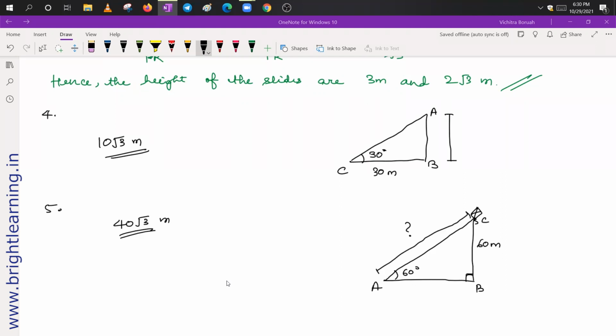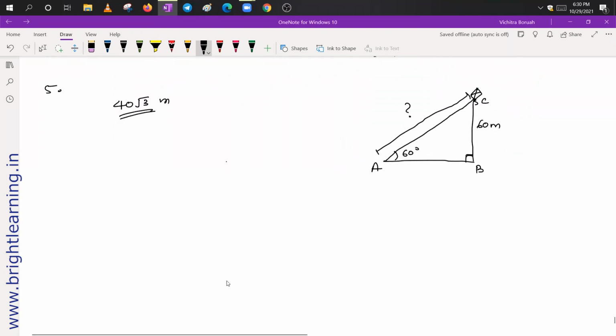Now let us move to the next question, that is question number 6. In question number 6, we are given that a 1.5 meter tall boy is standing at some distance from a 30-meter tall building. The angle of elevation from his eyes to the top of the building increases from 30 degree to 60 degree as he walks towards the building. Find the distance he walked towards the building. This question is interesting.